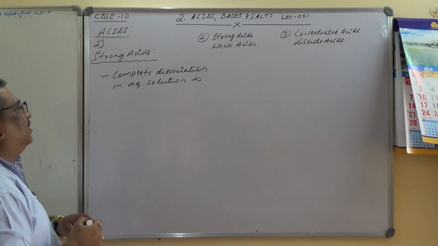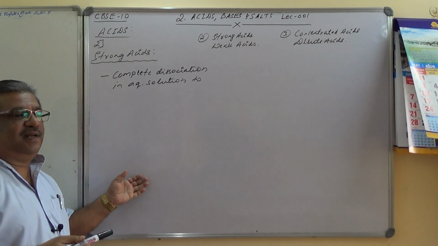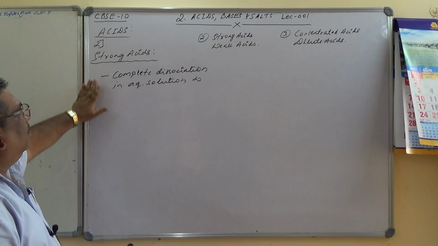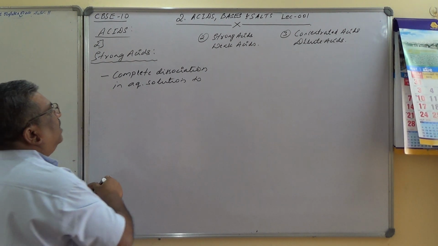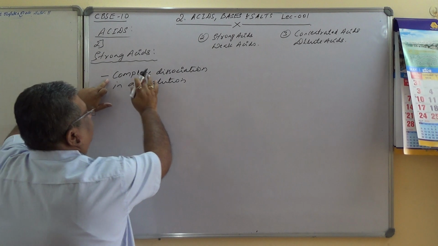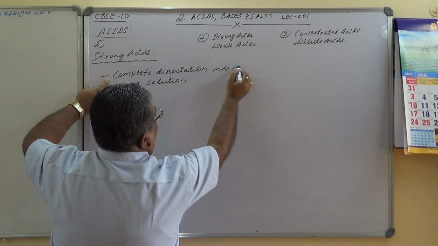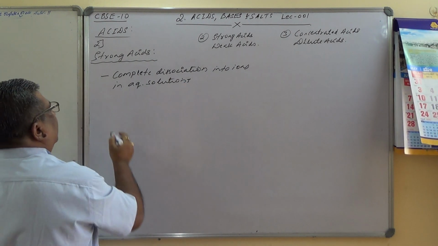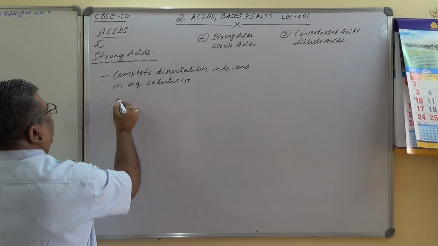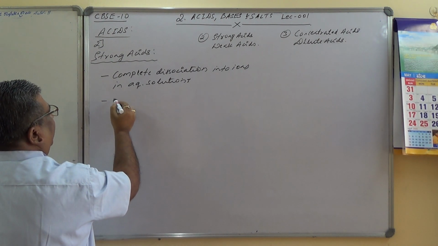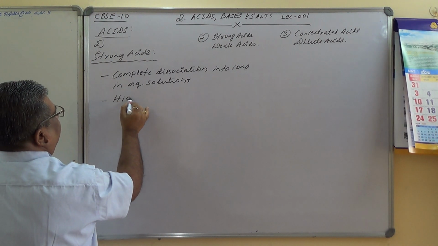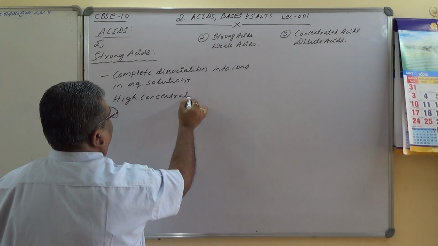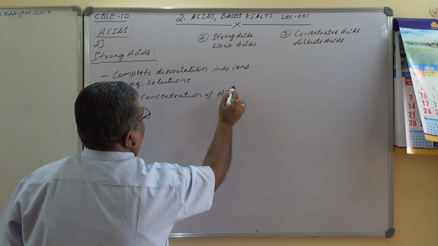So they undergo complete dissociation to form ions basically. Here the dissociation is nothing but formation of ions. So strong acids are the acids which undergo complete dissociation in aqueous solution into ions. I'll write like this: complete dissociation into ions in aqueous solutions. And thereby they produce a higher concentration of H plus ions.